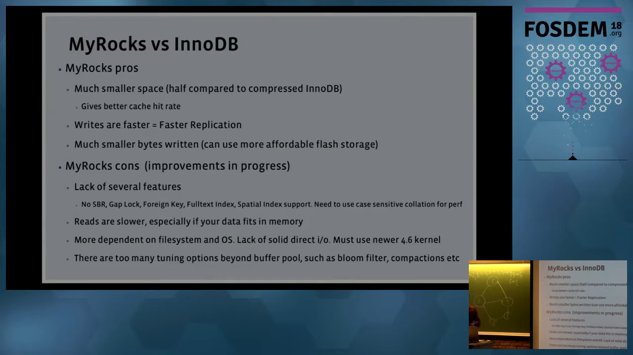If you are comparing against the regular, compact, non-compressed InnoDB format, you can save even more, like 3x or 4x smaller space. It also gives a better cache hit rate because the space could be half. And writes are faster, which is an LSM database's characteristic, which means replication is faster. The replication lag tends to be smaller compared to compressed InnoDB.